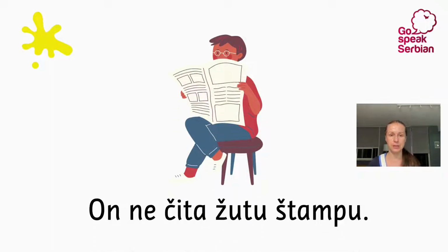On ne čita žutu štampu. Literal translation, he does not read yellow magazines or yellow newspapers. But when we say žuta štampa, this means not high quality newspapers. On ne čita žutu štampu, it means he doesn't read gossip magazines, let's say, and he doesn't read magazines that contain unverified information. On ne čita žutu štampu.